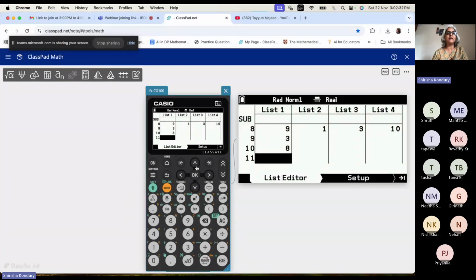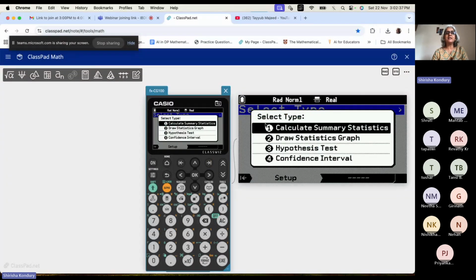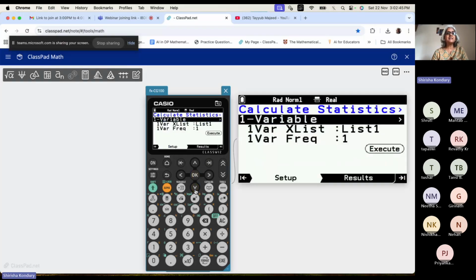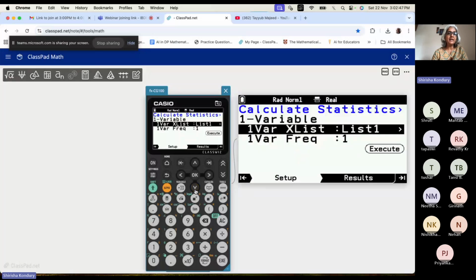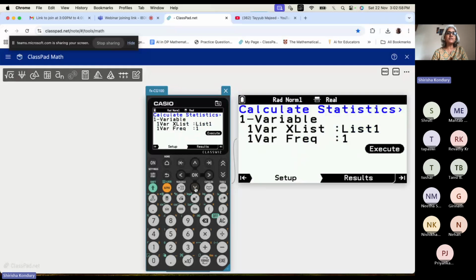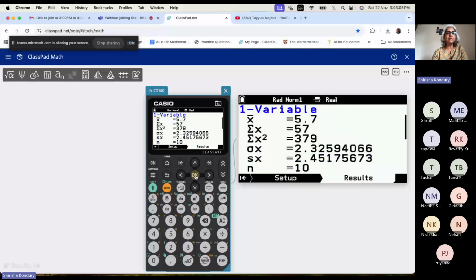So this was my data for the first problem. Okay, and I wanted to find out the summary of the statistics. So I'm going to use the tab key. And here the first option, calculate summary statistics, is what I'm going to say OK for. It is one variable statistics. Yes, my data is in list 1 and frequency is 1, because wherever the data was repeating, I was listing it. So therefore, frequency by default is set to 1. If there is a frequency column, we will look at it in the next question, then we will have to use that. And we scroll down and say execute, and we get all the details needed for one variable.